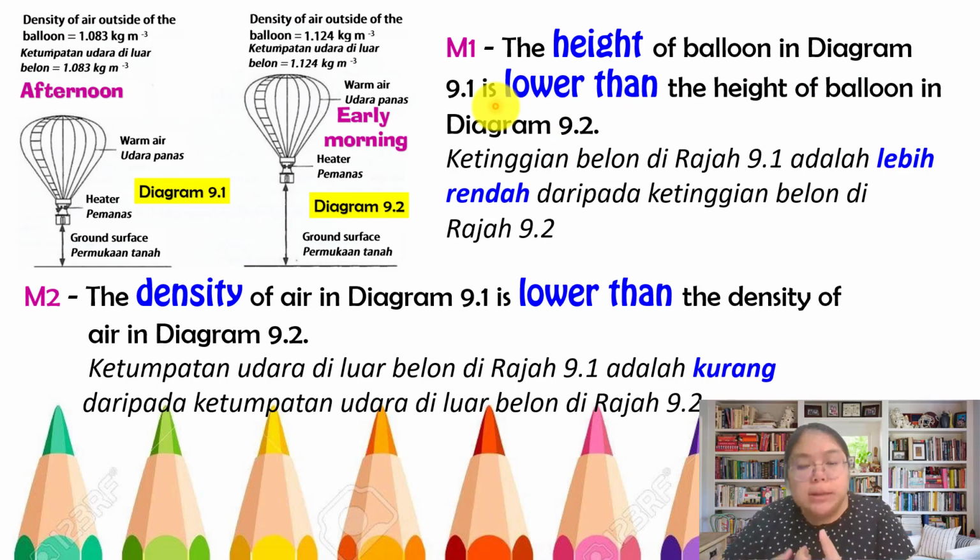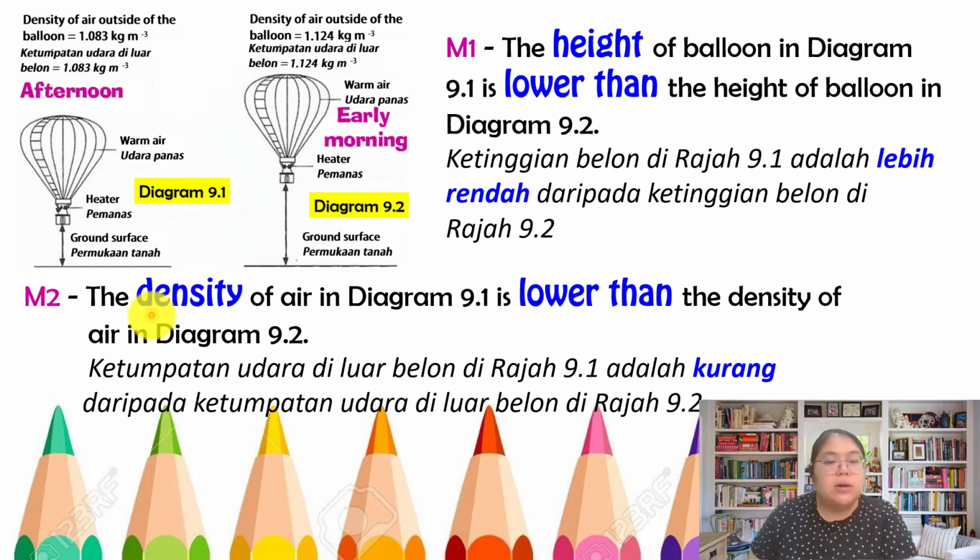Okay, important, I remind you again, don't use the symbol. Because sometimes the scheme answer can accept the symbol, sometimes they do not accept the symbol. So better you write in full sentence. You do not have to think about how to start, you just copy from the question, the height of balloon in, then you choose which one you want to mention first.